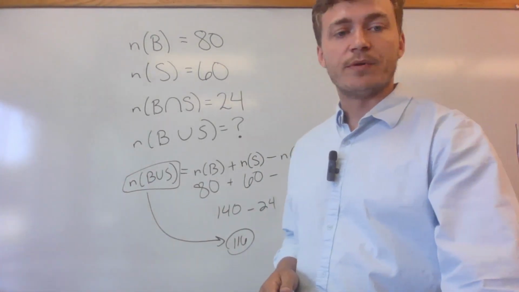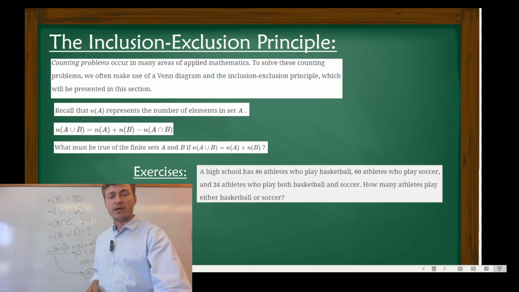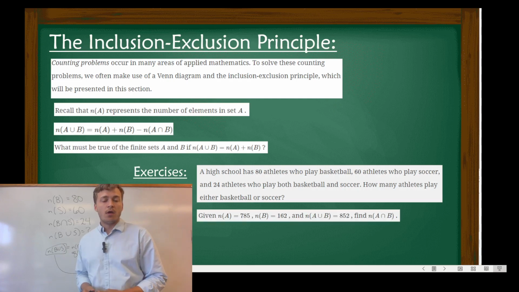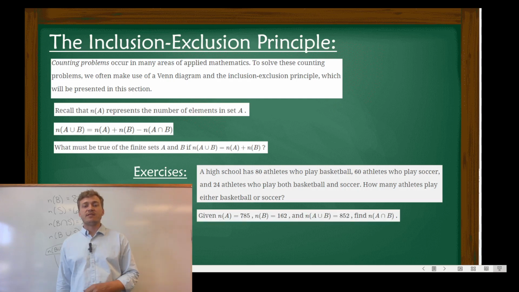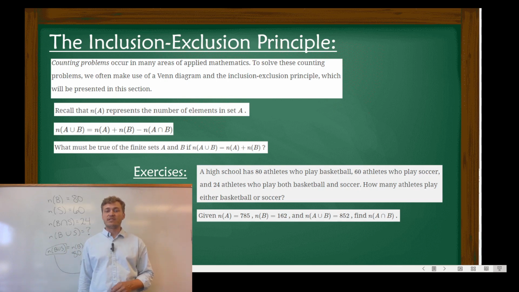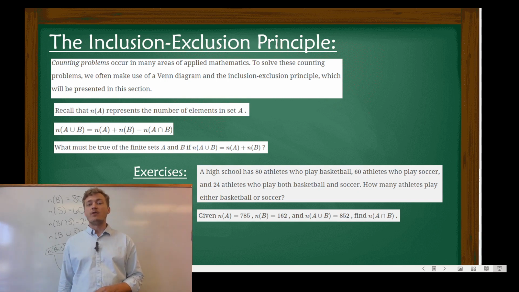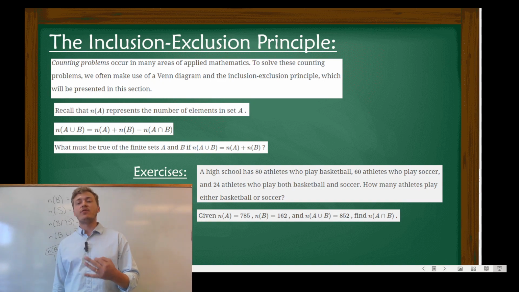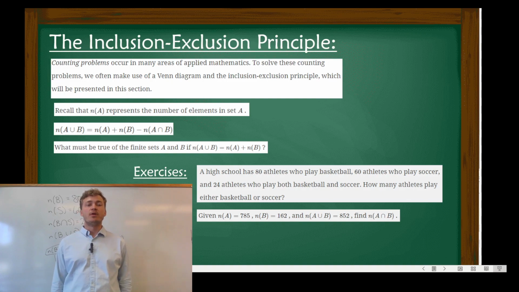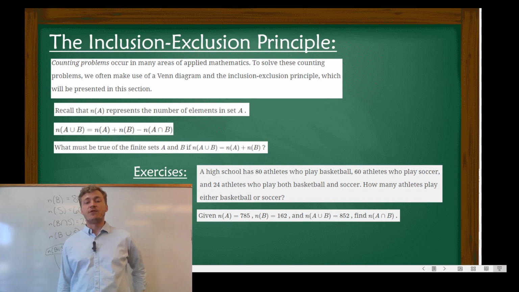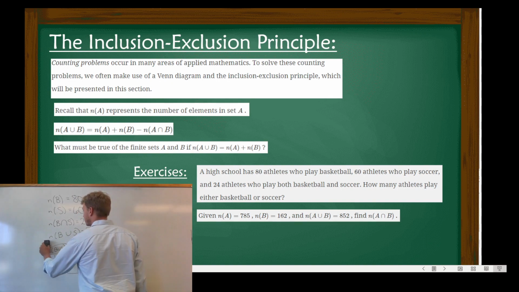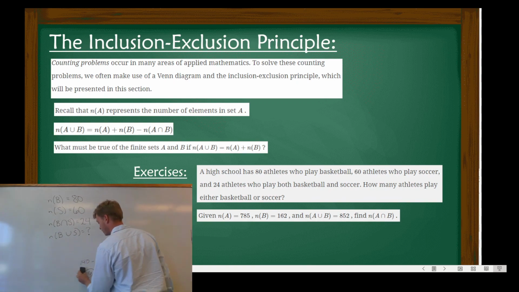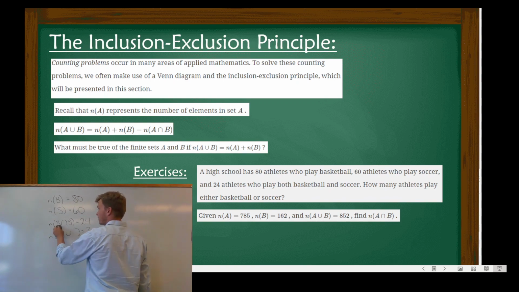Let's look at our next example here. We have on our exercise, given n of A is 785, n of B is 162, and n of A or B is 852, find n of A and B. Once again, given three of the numbers, find the unknown. Look at the formula here. It wants us to now find that fourth number, right? We're given the first three. So if we were to fill that in, let me do some erasing here. I'll change the notation to what the problem suggests.